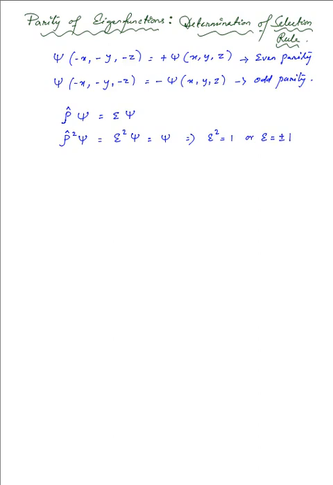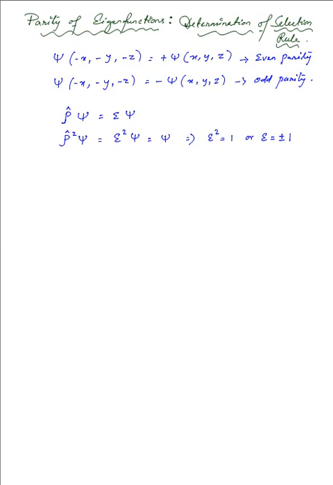An eigenfunction having an eigenvalue of plus 1 is said to have even parity, while one having an eigenvalue of minus 1 is said to have odd parity. A system having an eigenfunction of even parity is said to be in a state of even parity, and one having an odd parity eigenvalue is said to be in a state of odd parity. As simple as that. We can characterize the different states of a system by their parity.